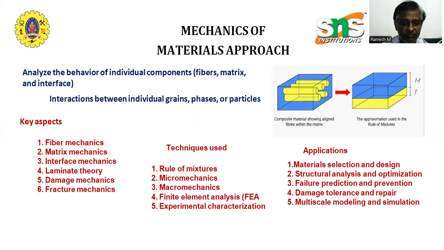Then laminate theory. In laminate theory, the following things will be discussed. One is laminate properties, laminate analysis, then laminate design. These are all things in the laminate properties: in-plane stiffness, bending stiffness, and thermal expansion. Classical laminate theory, generally called CLT, and then first order shear deformation theory, then higher order theories are coming under the analysis of the laminate.